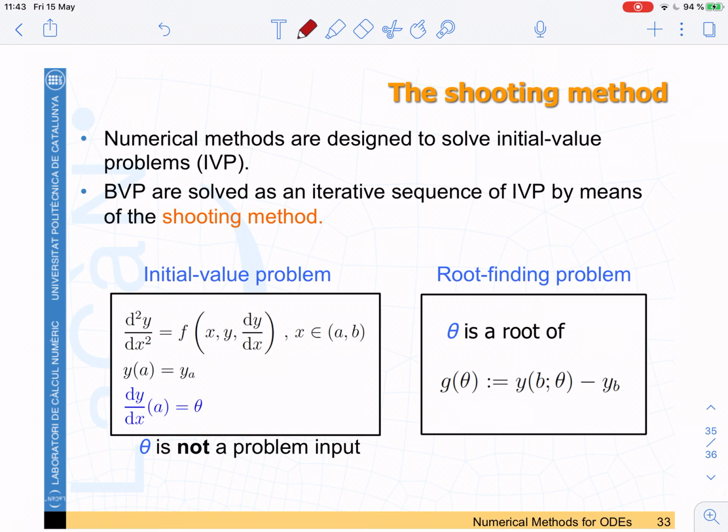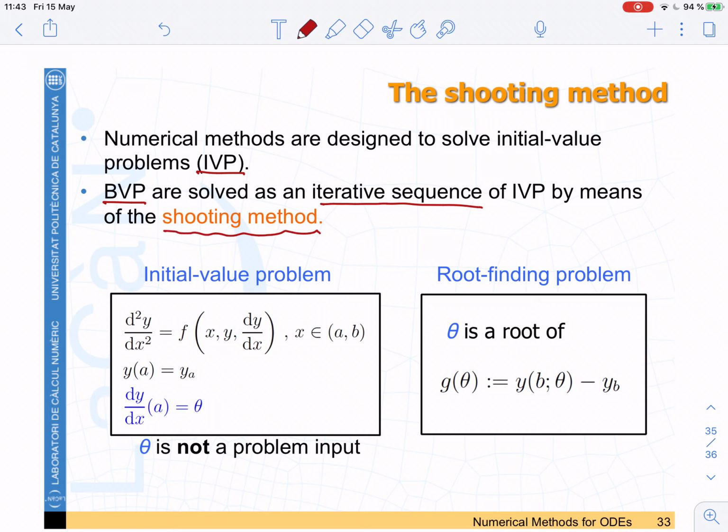We have seen that numerical methods for ODEs, such as Euler's method or Runge-Kutta method, are designed to solve initial value problems. That is, problems where all conditions are given at the same point. For this reason, boundary value problems are solved as an iterative sequence of initial value problems. And this is done by means of the so-called shooting method.